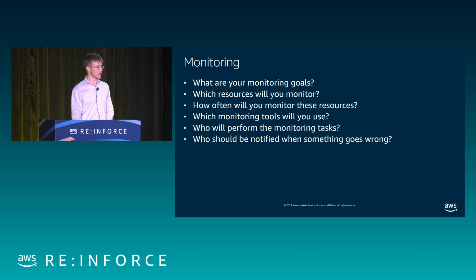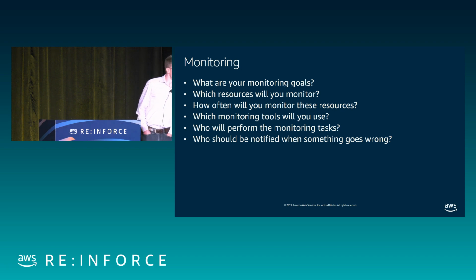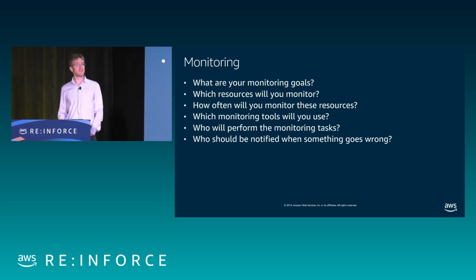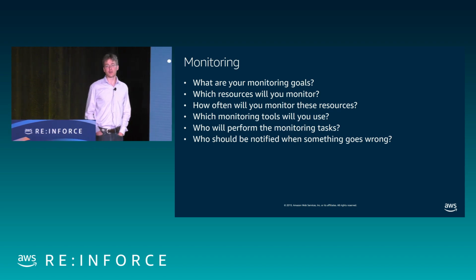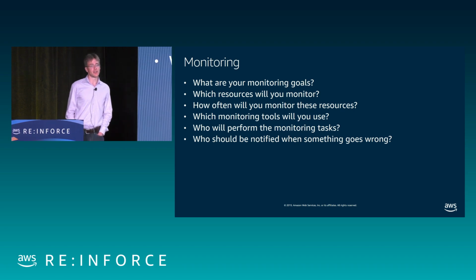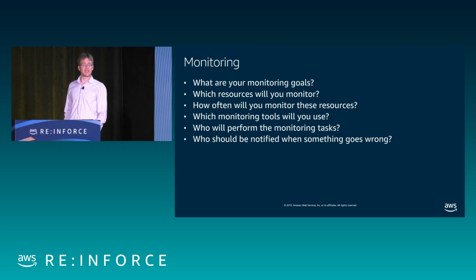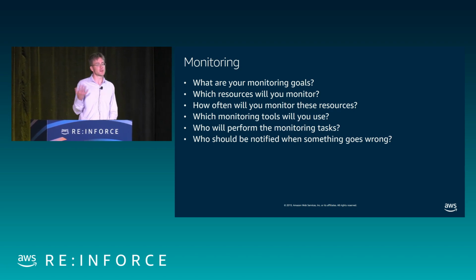Okay, let's talk about monitoring. The goal of monitoring is to understand at all times what's going on in your production environment. And so in order to achieve that in a practical way, you need to know what resources you're going to monitor, what events you're going to look for and what you're going to filter out, and what tools you're going to use. You also need to assign some level of responsibility and an escalation plan. Who's responsible for doing the monitoring, and what do they do when something goes wrong?